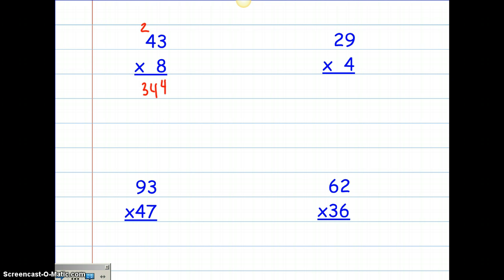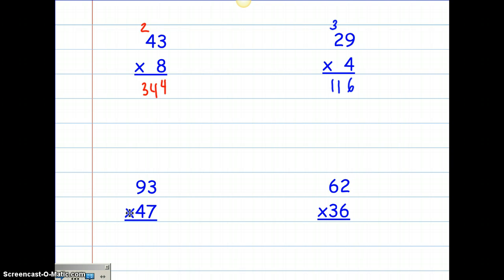Let's practice again. 29 times 4. 9 times 4 is 36. Carry the 3. Some of you are also putting the 3 down here and carrying the 6. Always drop the 1 off ones place and bring the tens place over. Then 4 times 2 is 8, plus 3 is 8, 9, 10, 11. And you're just done after that.